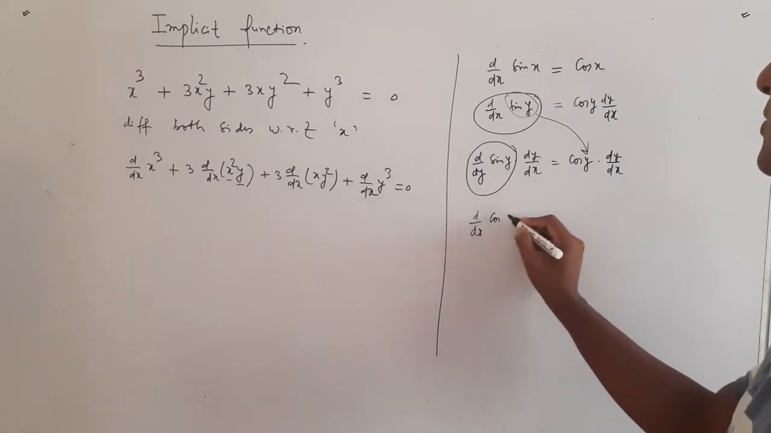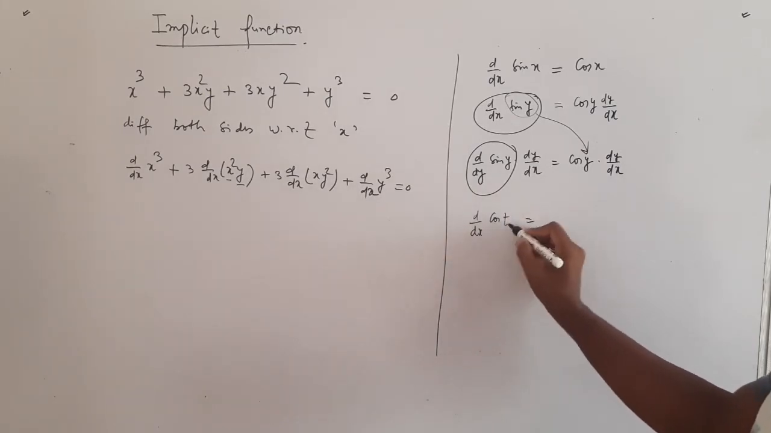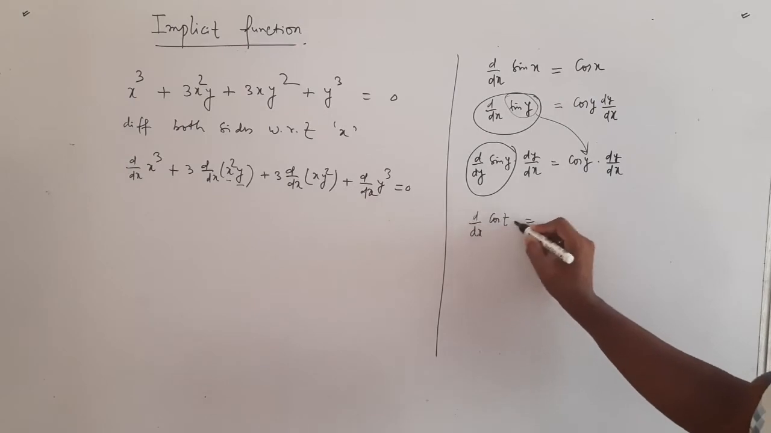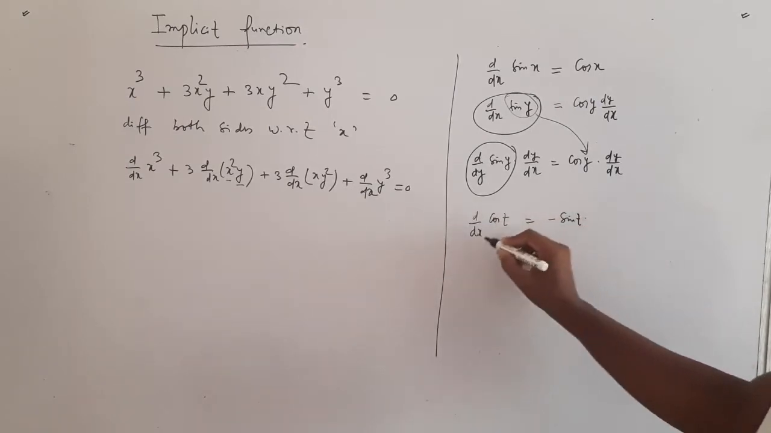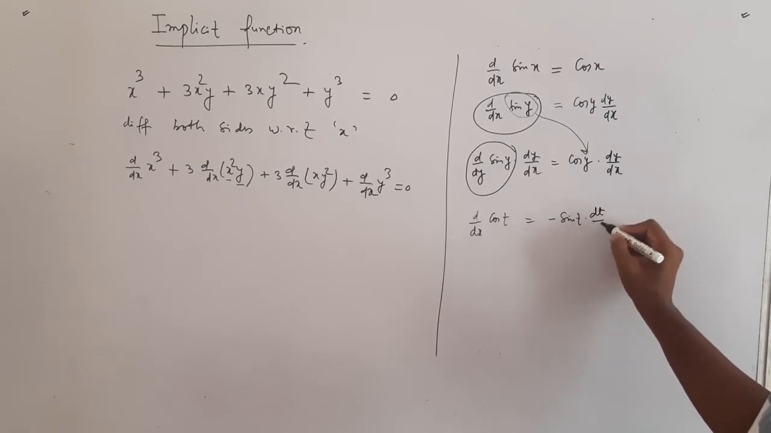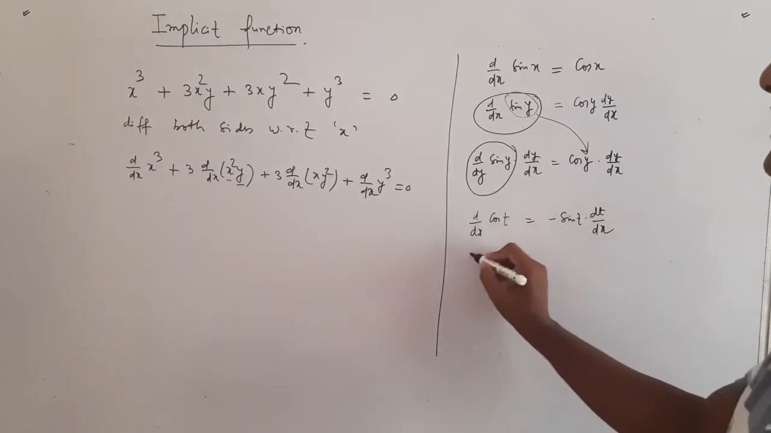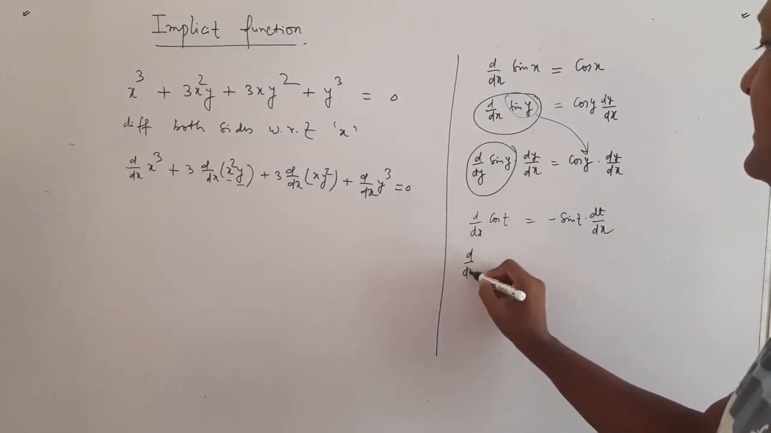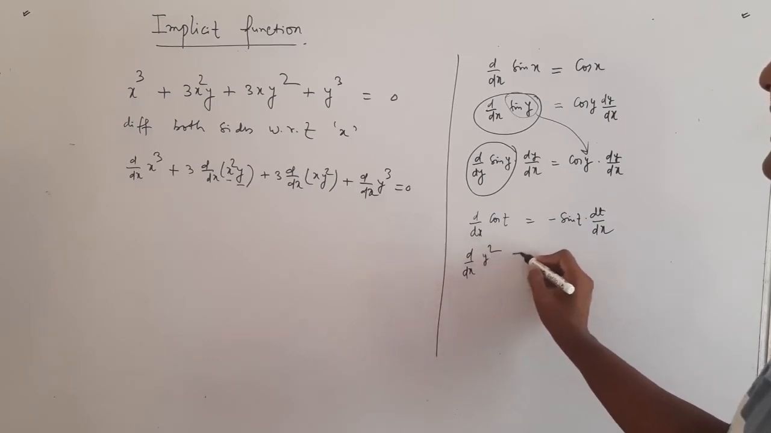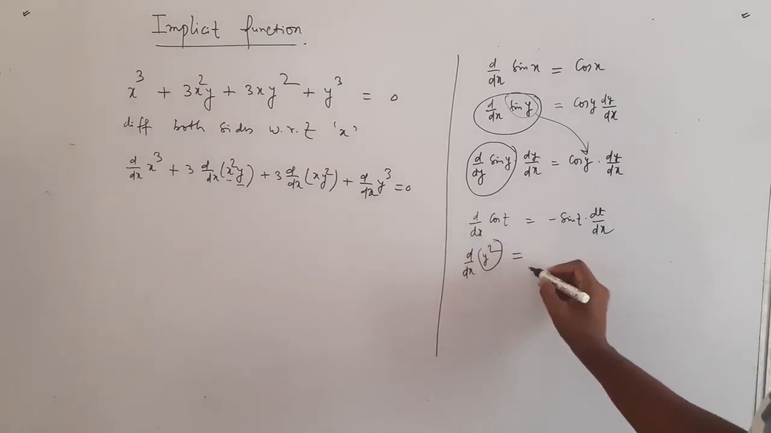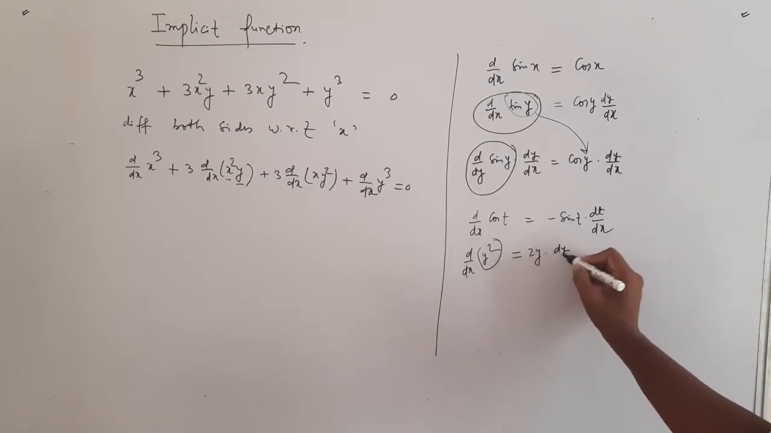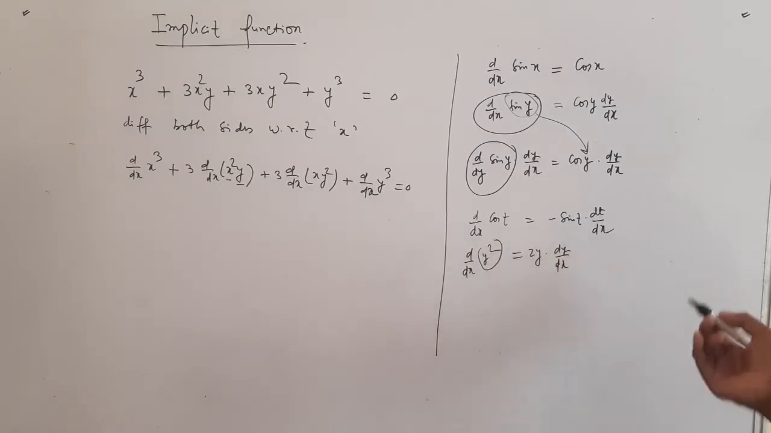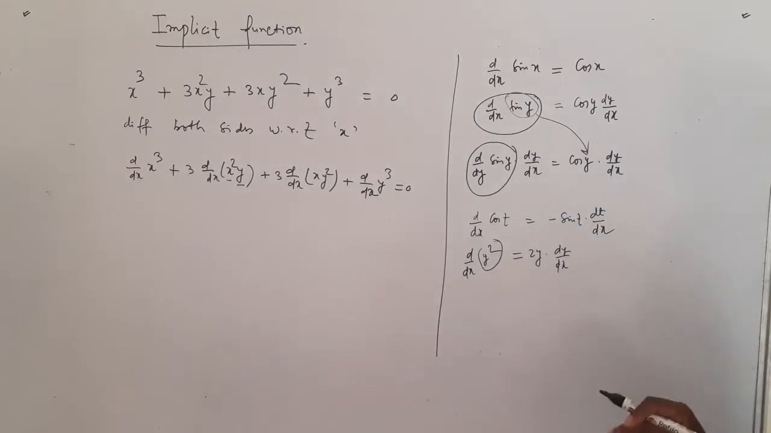Same thing, like suppose if you have d by dx of cos t. What you have to do? You just write the differentiation of cos t with respect to t, that is minus sine t, and then attach dt by dx. Same way, if you have to find d by dx of y square, you just find the differentiation of y square with respect to y, that is 2y, and then attach dy by dx. I think I have made myself abundantly clear.